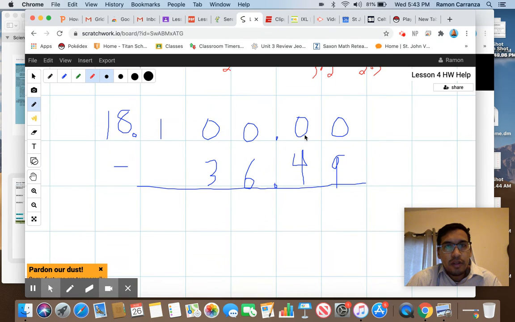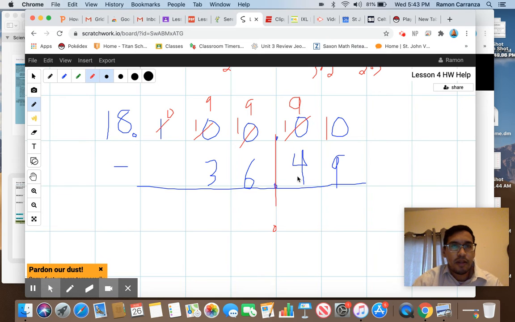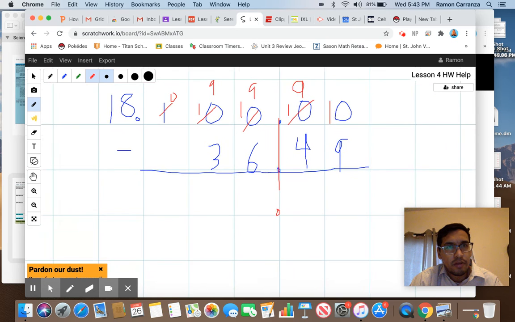18 gives us $100 minus $36.49. All you have to do here is, 1, make sure that your place values line up, and 2, that you regroup as necessary. Since we're dealing with a bunch of zeros and the numbers underneath are not zero, we're going to have to regroup all the way to the last place value there. And then subtract as we normally would.